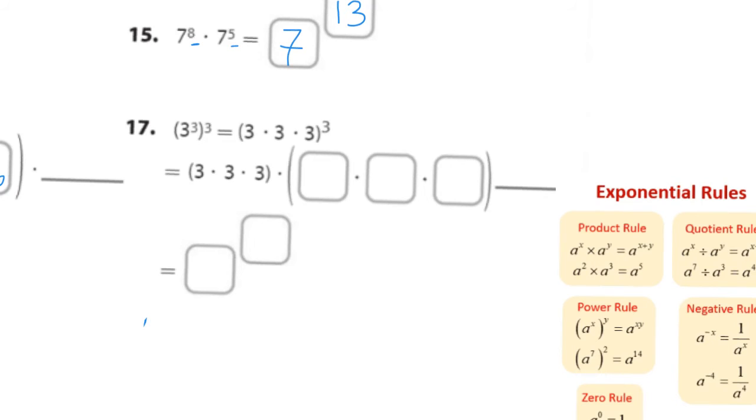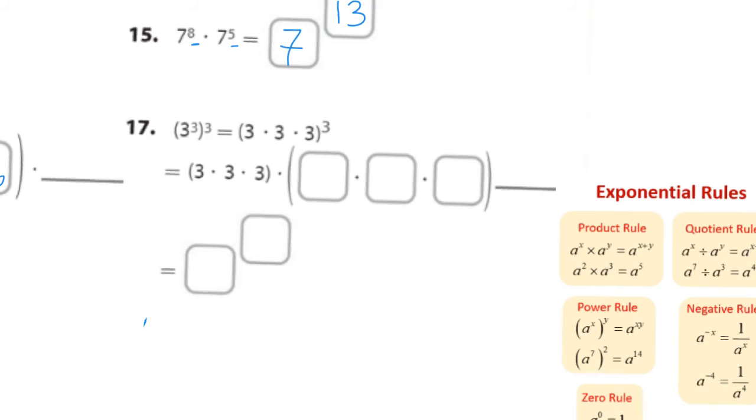So here we have 3 as a base, raised to the third power, raised to the third power again. So they take the 3 3's on the inside and they make 1, 2, 3. And here's the power on the outside we haven't used. And then they want us to write these out.